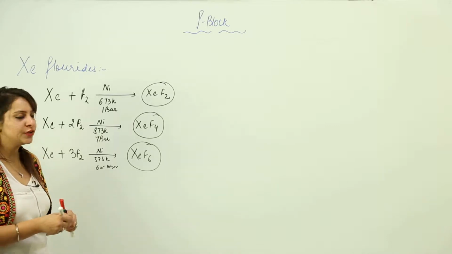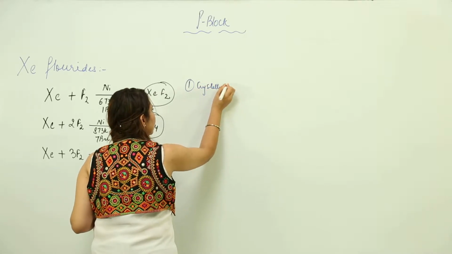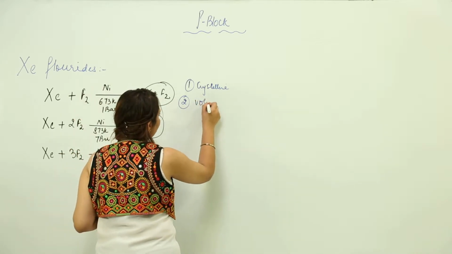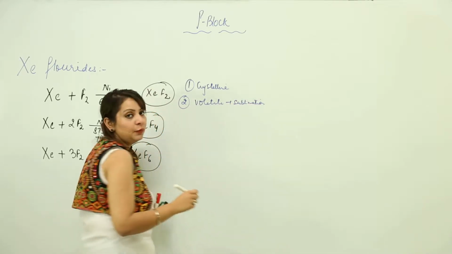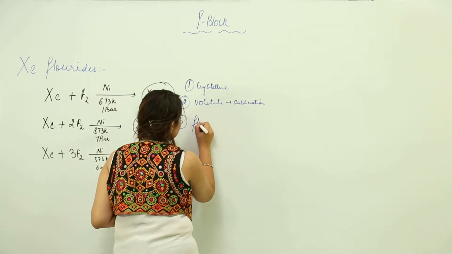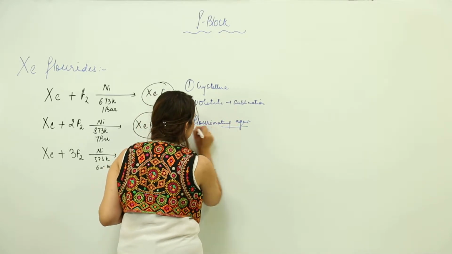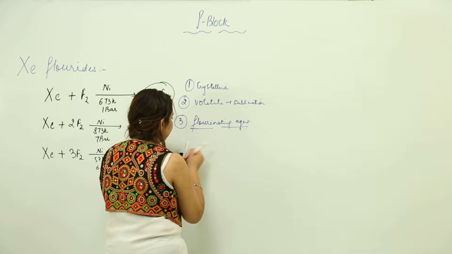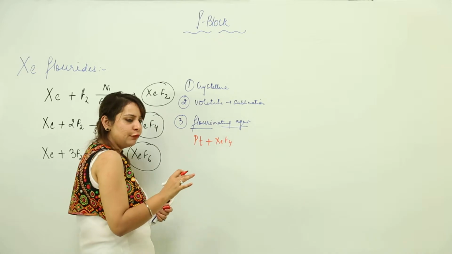Now, how do they look? They are all crystalline, and they are volatile, so they sublime readily. They are also fluorinating agents, that means they can donate their fluorine. For example, I have platinum and I am going to react it with XeF4. Actually all three of these are fluorinating agents.